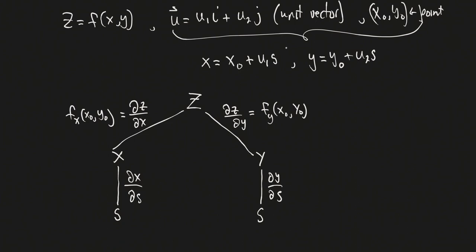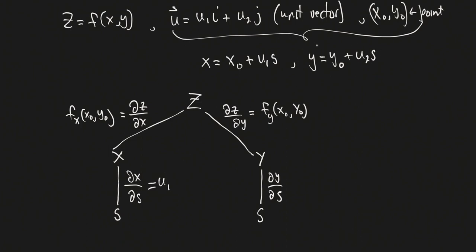Because if I look at this equation and differentiate it with respect to s, which is what this symbol is telling me, well, this is a linear function. So when I differentiate with respect to s, the constant x0 goes away, and then I'm going to be left with the constant that's multiplying my parameter s. So this is just u1. Right, so that works out nicely.